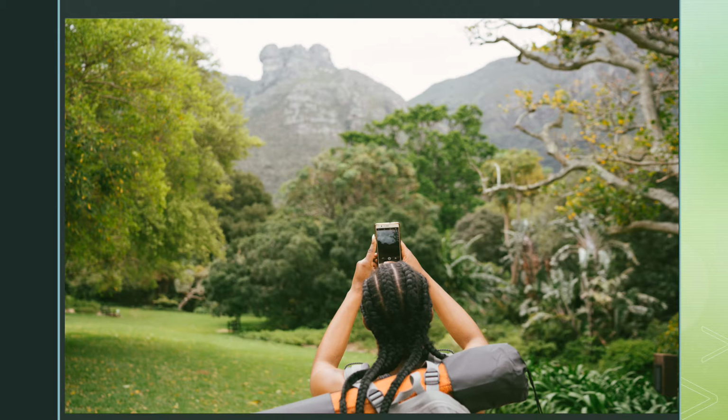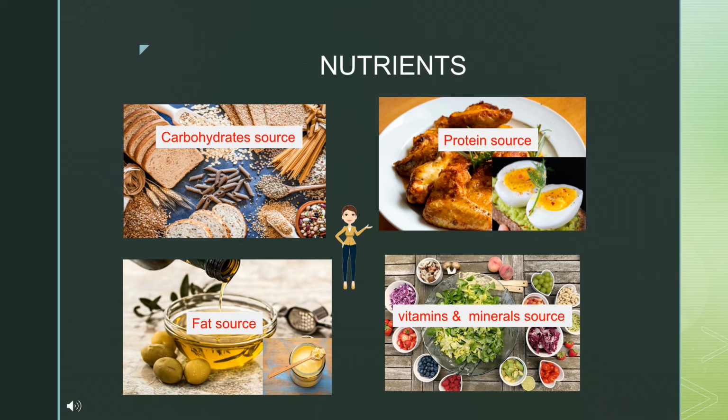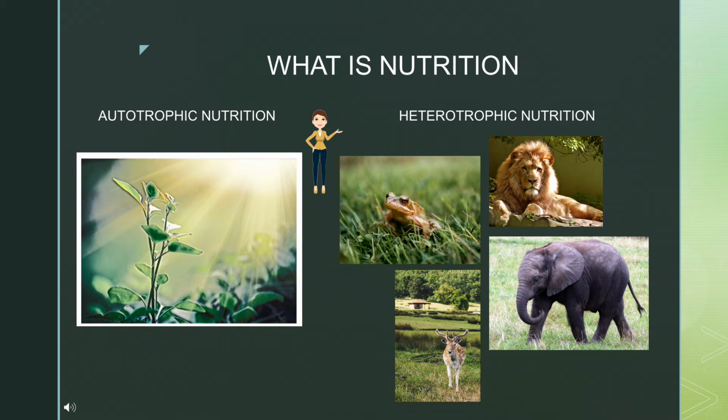Apart from their beauty, humans depend on plants in numerous ways. One reason we depend on plants is for food. The components of food that are necessary for our body are carbohydrates, proteins, fats, vitamins, and minerals. These are called nutrients. The process of taking in food by an organism and its utilization by the body is called nutrition. The living world consists of organisms that show two kinds of nutrition: autotrophic nutrition and heterotrophic nutrition.